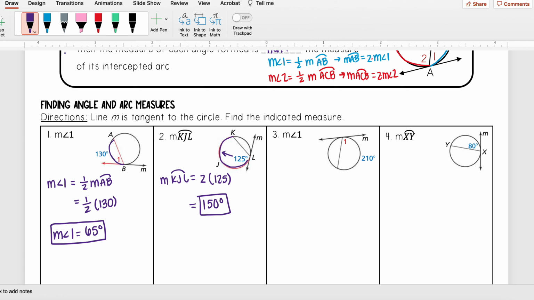Okay, looking at number 3, I want to find the measure of angle 1. And so again, here I have my intercepted arc, which is 210. And I know the measure of angle 1 is going to equal half of that intercepted arc, so half of 210. And so when I divide that by 2, I get 105 degrees.